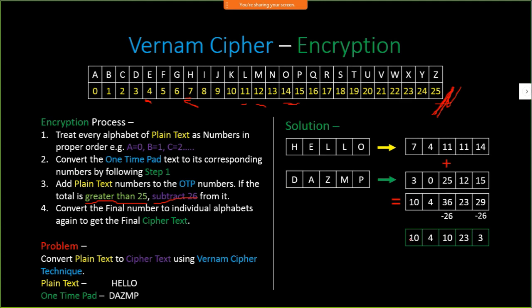That is actually the ciphertext. We got this, and it is converted to alphabets. So 10 is represented as K, 4 is represented as E, 10 is represented as K, 23 is represented as X, and 3 is represented as D. So KEKXD is the ciphertext.